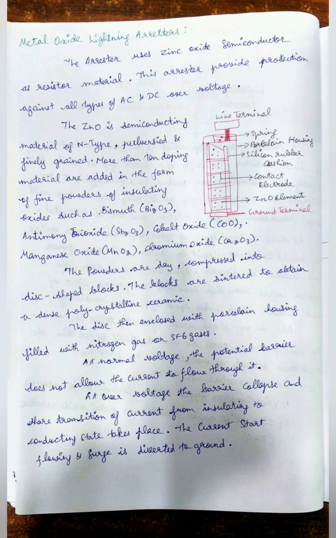So this is the basics of the metal oxide lightning arrester or zinc oxide lightning arrester. It consists of a semiconductor device, as I said. The zinc oxide elements are placed inside a conductive silicone rubber housing. Then the line terminals where you have to connect and the ground terminals where you have to connect are mentioned in the diagram. These are all the basics of the metal oxide lightning arrester.